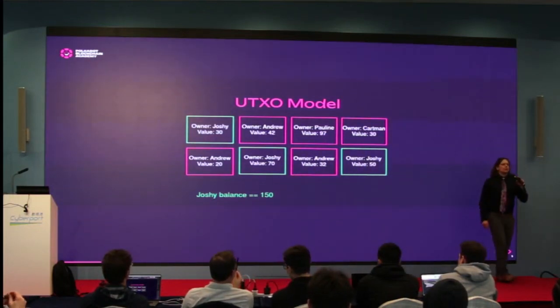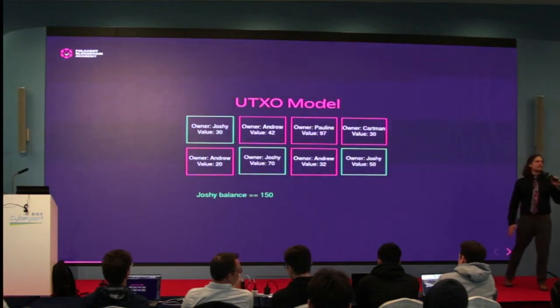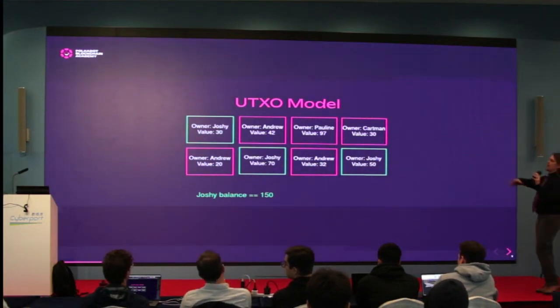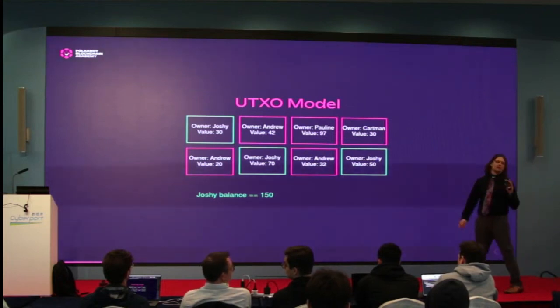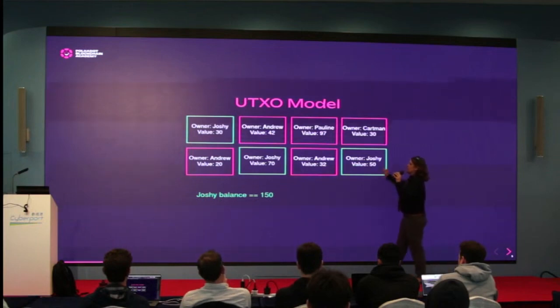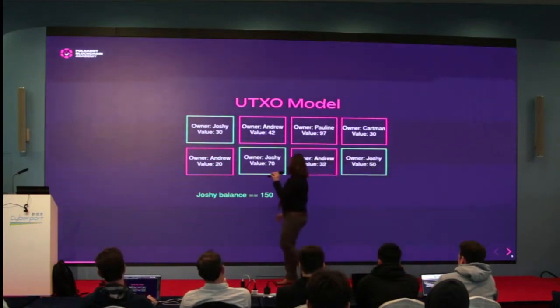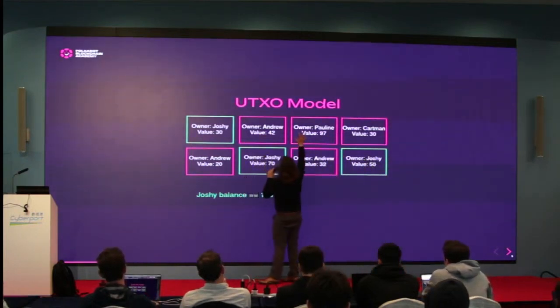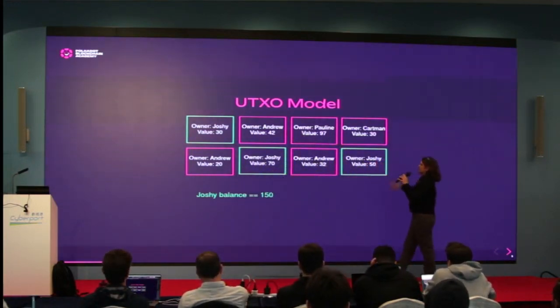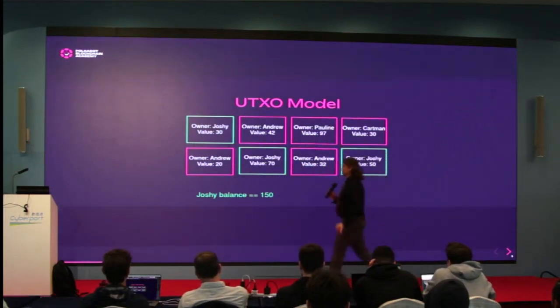And so if you think about your wallet, basically what your UTXO wallet does is it tracks a subset of the entire blockchain state. And specifically, it tracks the subset that it considers relevant to you. So in the case of my wallet, it would track these 3 tokens that are relevant to me. And meanwhile, Pauline's wallet only is tracking this one, and Cartman's only this one, and Andrew has these ones over here.